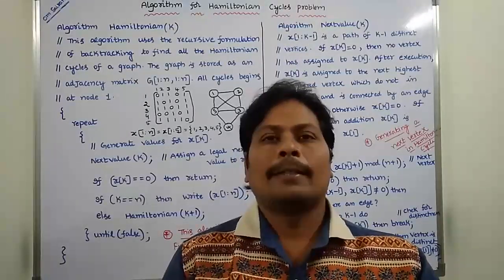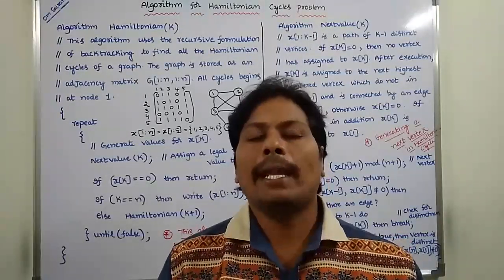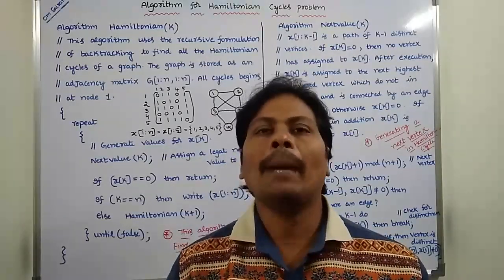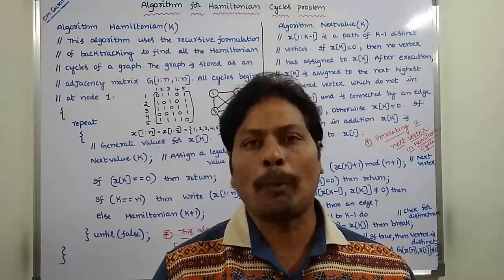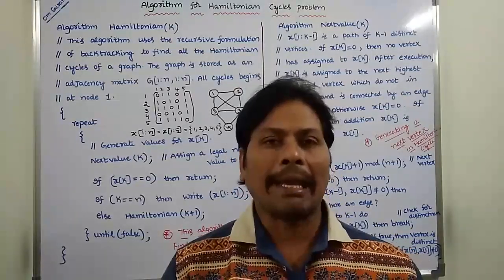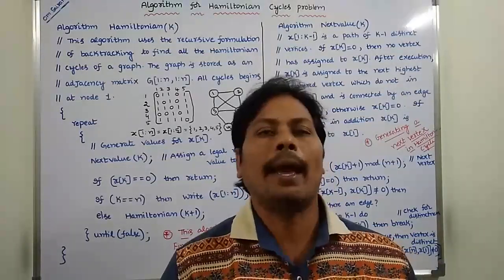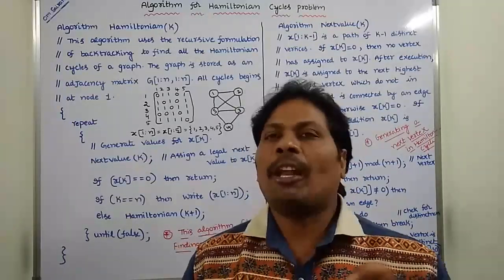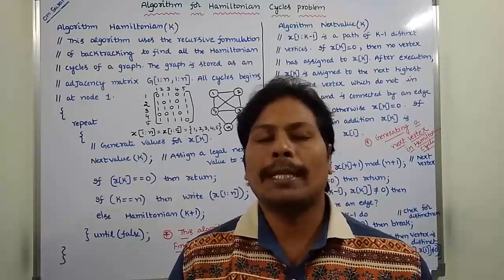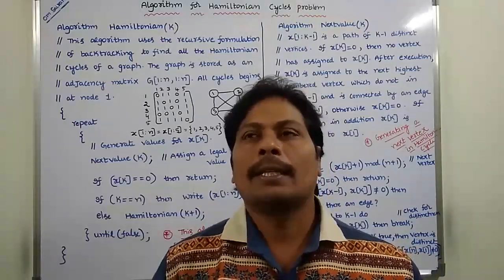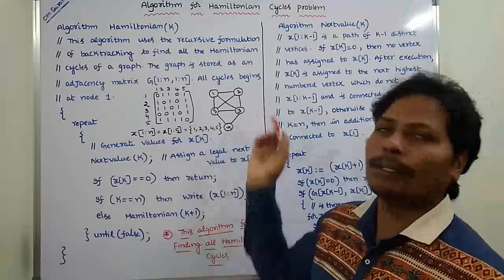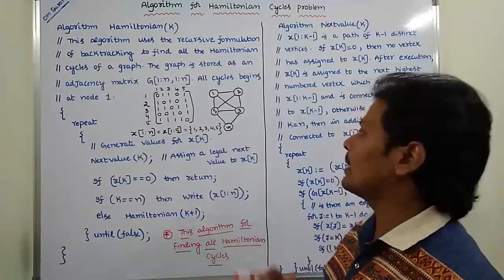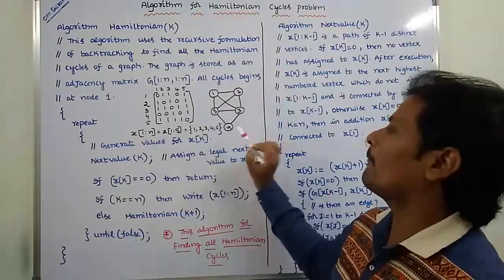Hi friends, today I am giving a lecture on the algorithm for the Hamiltonian cycles problem in backtracking, in Design and Analysis of Algorithms. First of all, before going to this algorithm, this is the given graph. This graph consists of 5 vertices: 1, 2, 3, 4, 5.